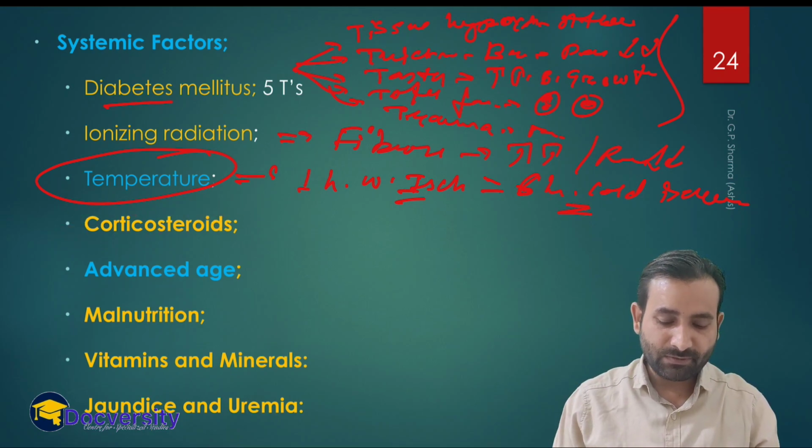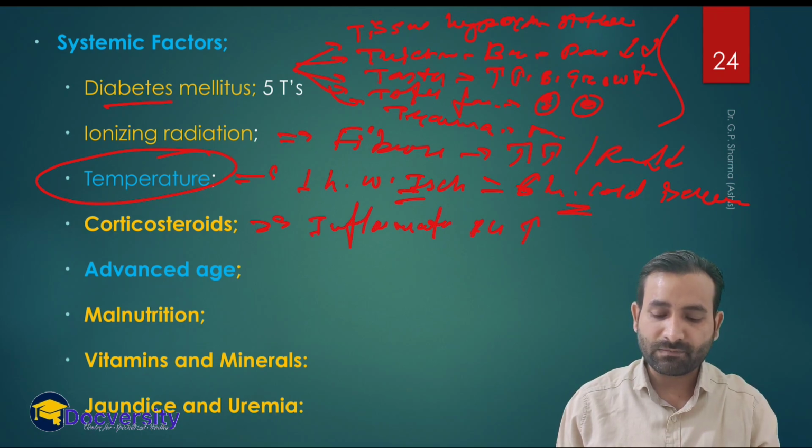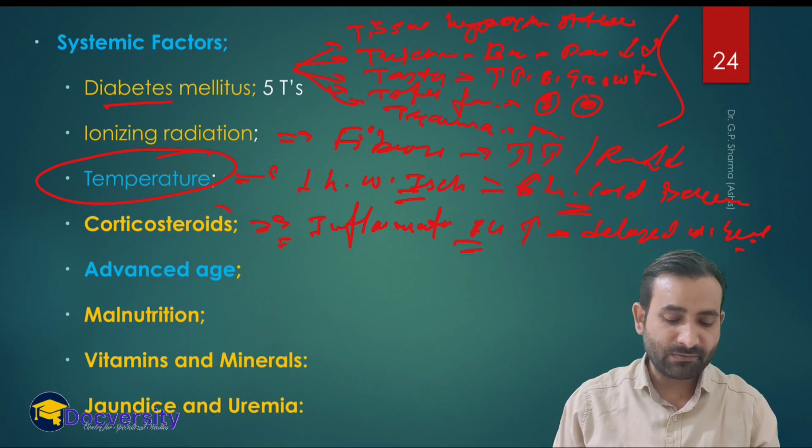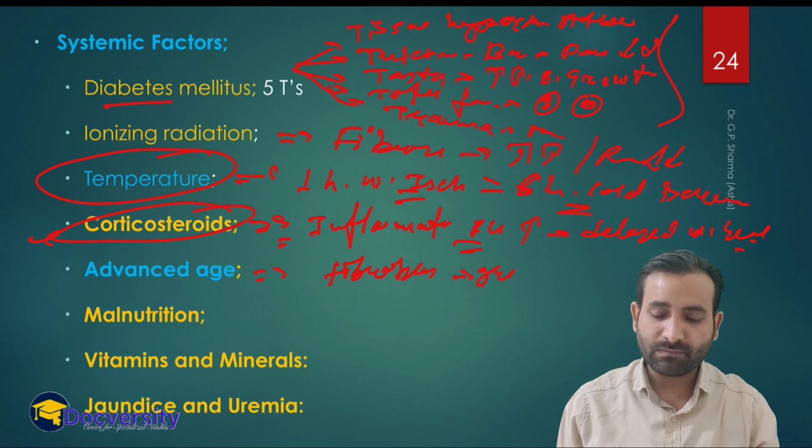Corticosteroid, if you are giving the corticosteroid, then what happens? The inflammatory phase becomes longer. If the inflammatory phase becomes longer, of course there will be delayed wound healing. Is that okay? Because corticosteroids inhibit the macrophages and then the neutrophils. But after the inflammatory phase, if you give the corticosteroid, there will be no problem. Advanced age, in the advanced phase, what happens? The fibroblast growth will be less, or collagen synthesis will be less.